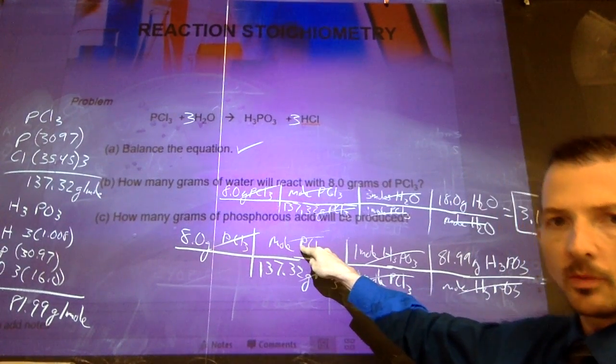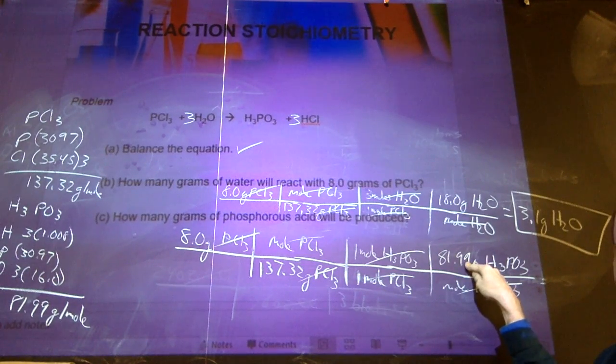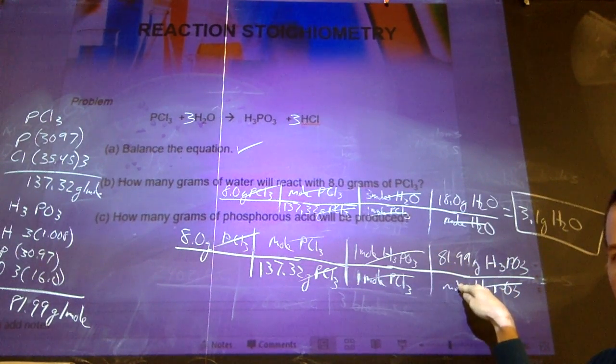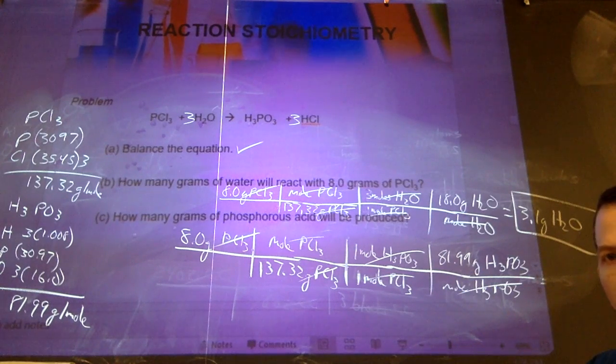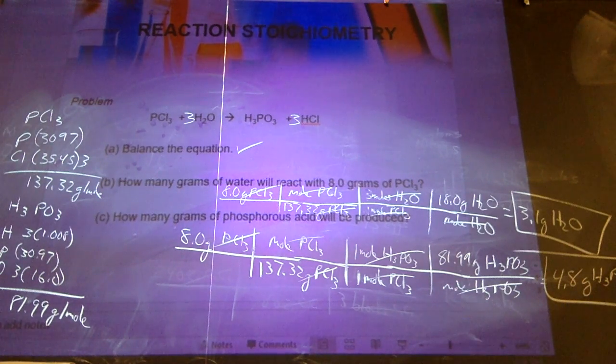So notice here when I use the molar mass, I put it on bottom because I want grams to cancel out. And here where I use the molar mass, I put it on top because I needed moles to cancel out. So remember, your molar mass is in grams per mole. So you get 4.776, so two significant figures, 4.8. So 4.8 grams of phosphorus acid.